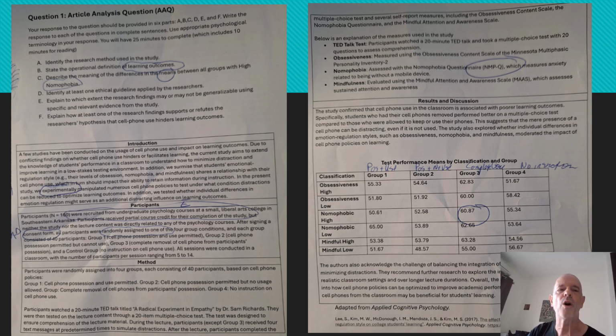When I read through this, I'm looking for: describe the meaning of the differences in the means between the groups with high nomophobia. What does that actually mean? A major error here is that many people just said, here's the data: group 3 had a 60.87, and group 1 had a 50.61. What you're doing there is just giving me the data, just writing down what was there. You are not describing what it means, and that's the key. That's how you score that point.